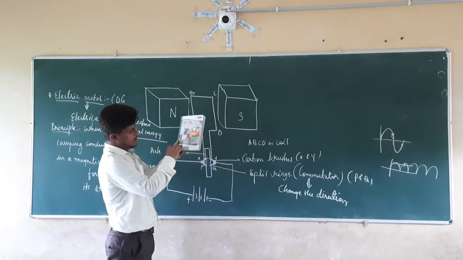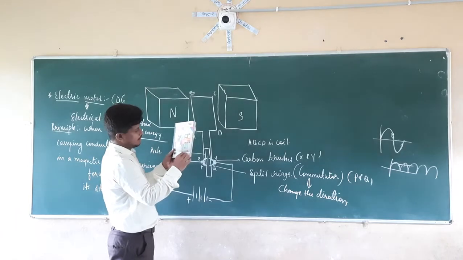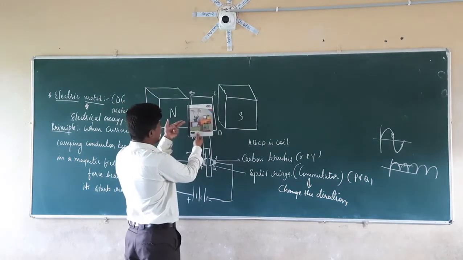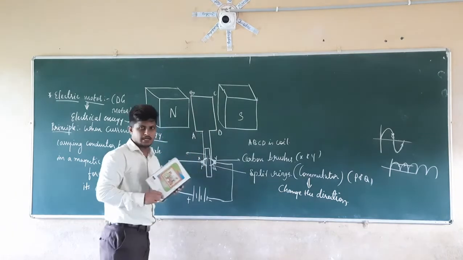So let this be the A, this be the B, this be the C and this be the D. So it is connected like this. Magnetic field direction is like this. Current direction is like this. Right. So like this we have connected.